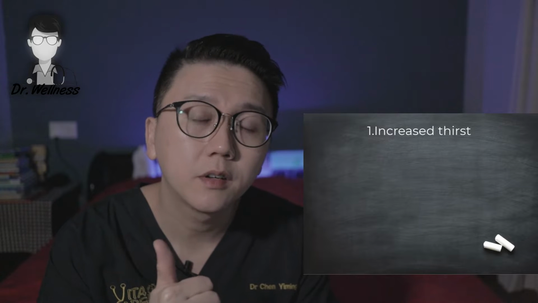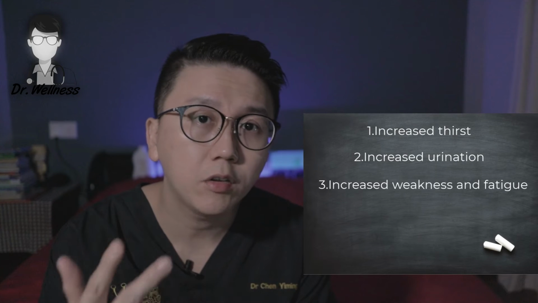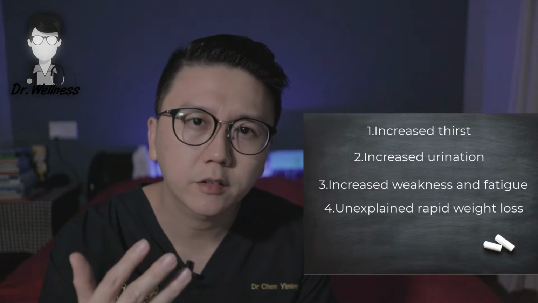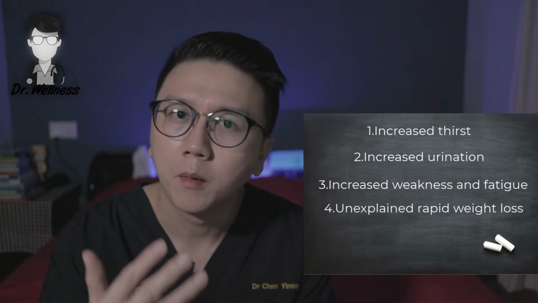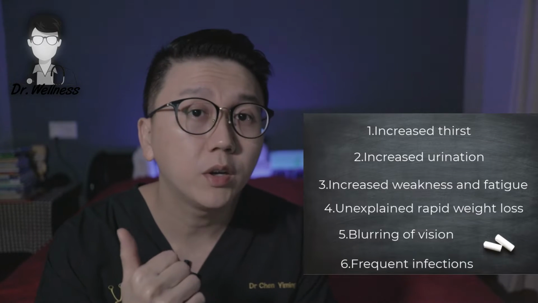Diabetes can be symptomatic or asymptomatic. Most of the time, they produce symptoms when the sugar levels are high. The symptoms are increased thirst, increased urination, increased weakness and fatigue, unexplained rapid weight loss, blurring of vision, frequent infections. For the asymptomatic cases, these cases are often diagnosed during a health screening. So it is still highly encouraged for patients above the age of 40 years old to go for your annual health screen. Speak to your friendly doctor for more information.